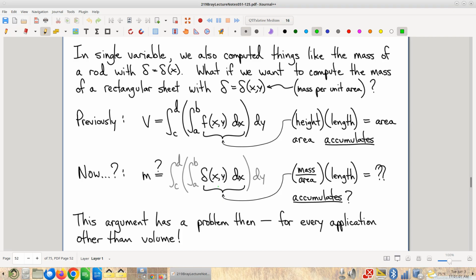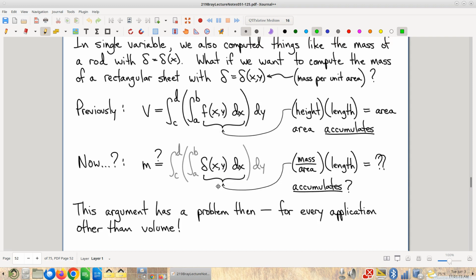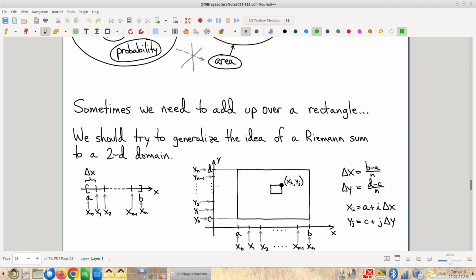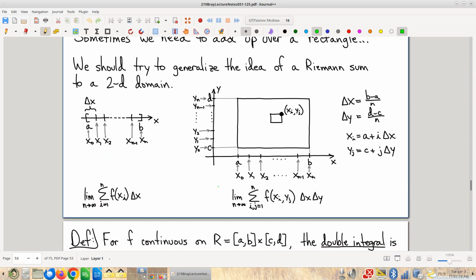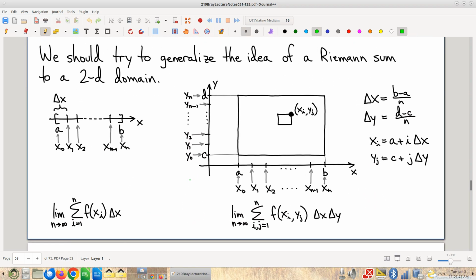You try to use it to compute something like mass, and it crashes and burns. You can't even start writing down what's on the inside because the units don't fit. It just doesn't work, right? So we decided to take a different point of view, which is to generalize the idea of a Riemann sum. Forget about this volume under a graph nonsense.